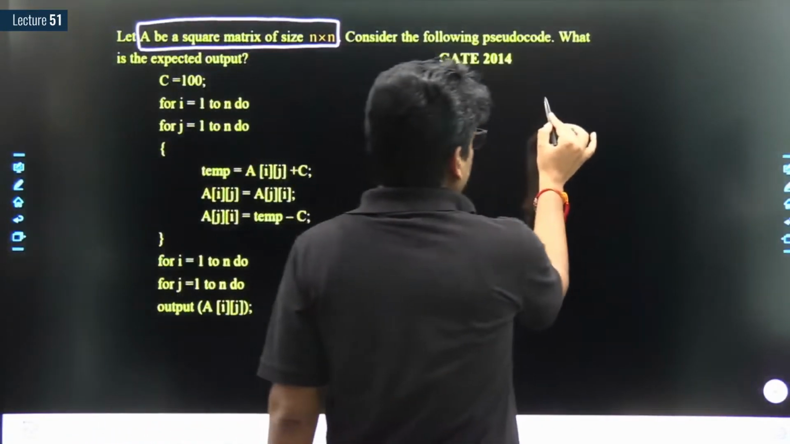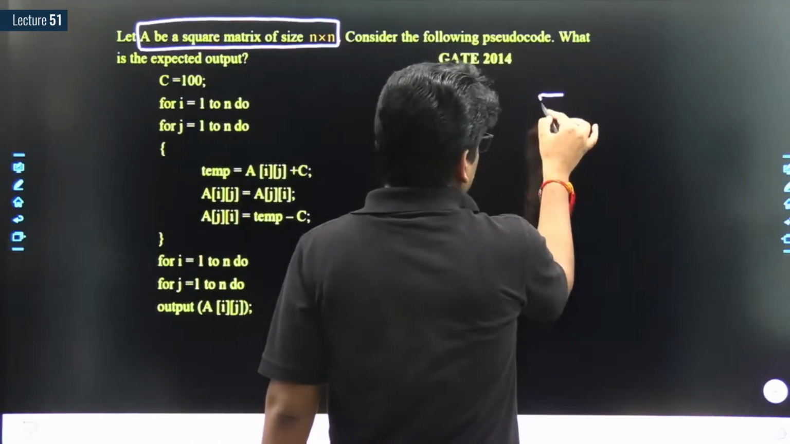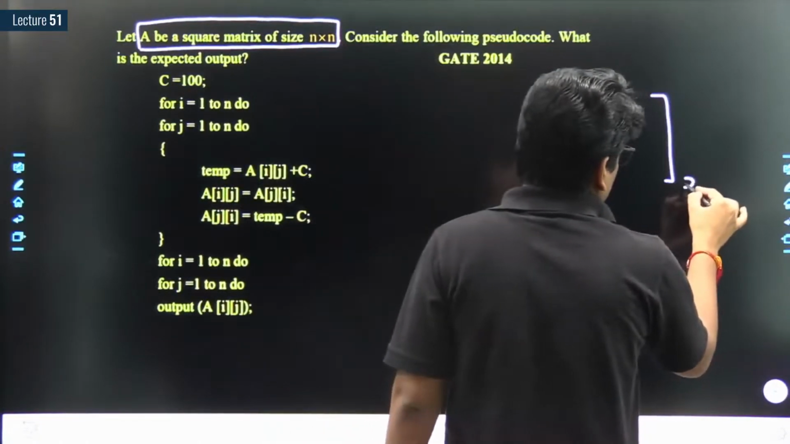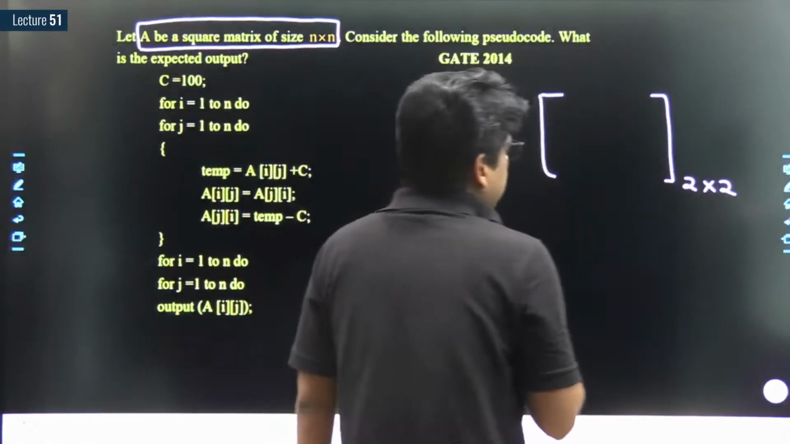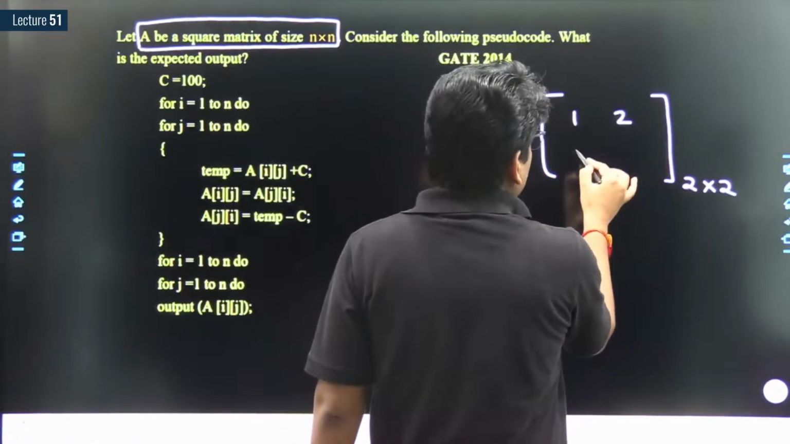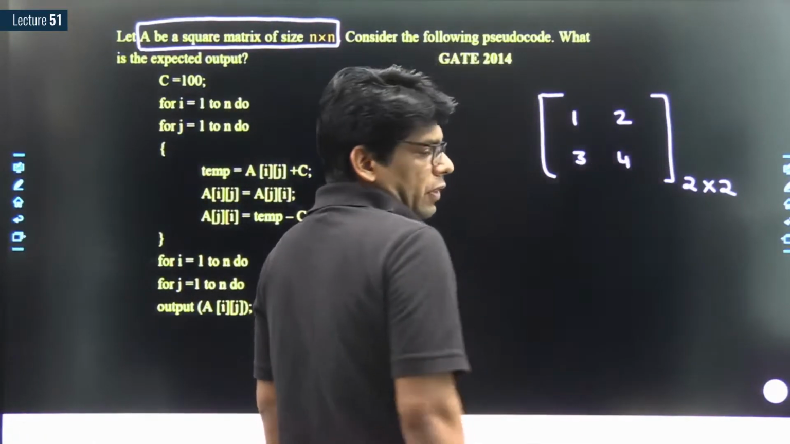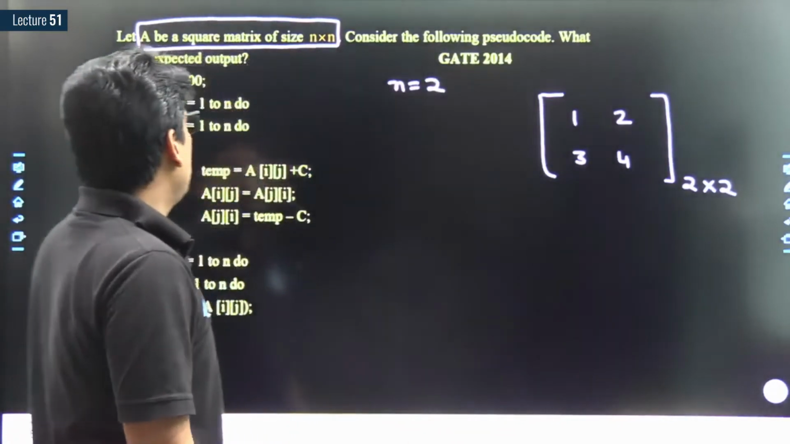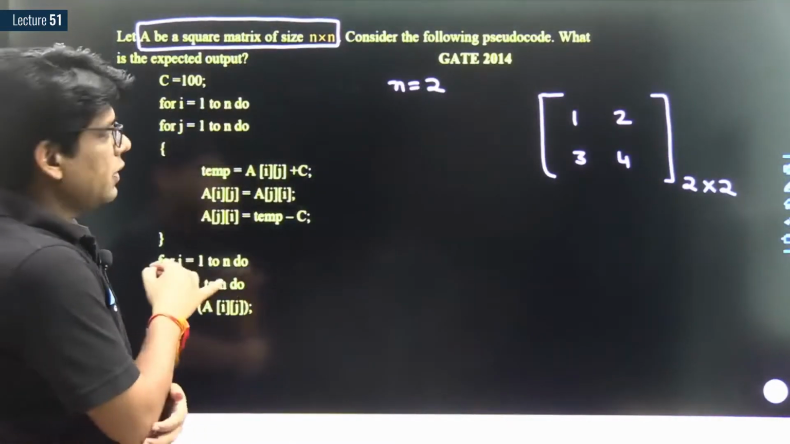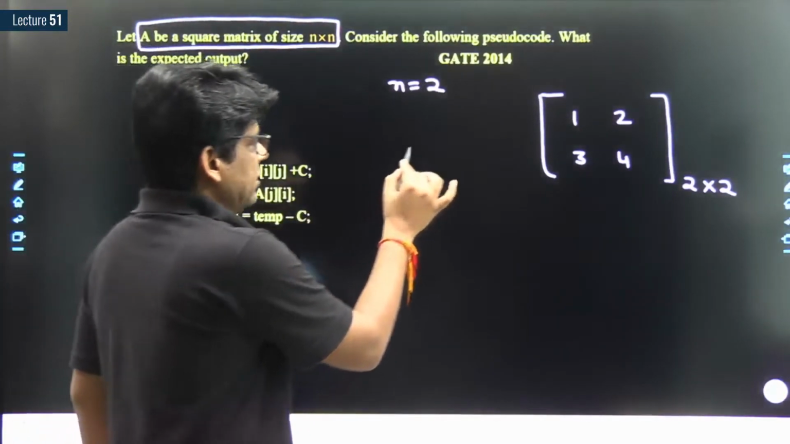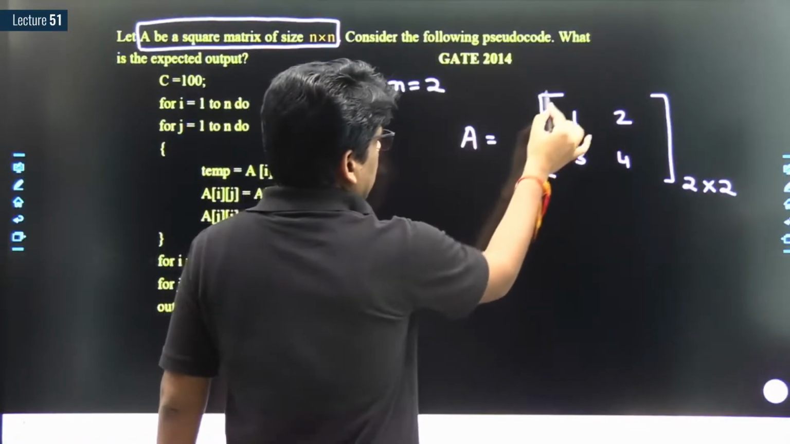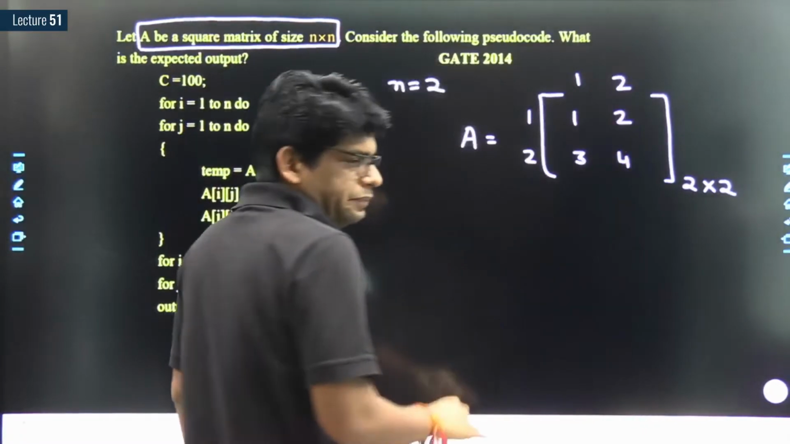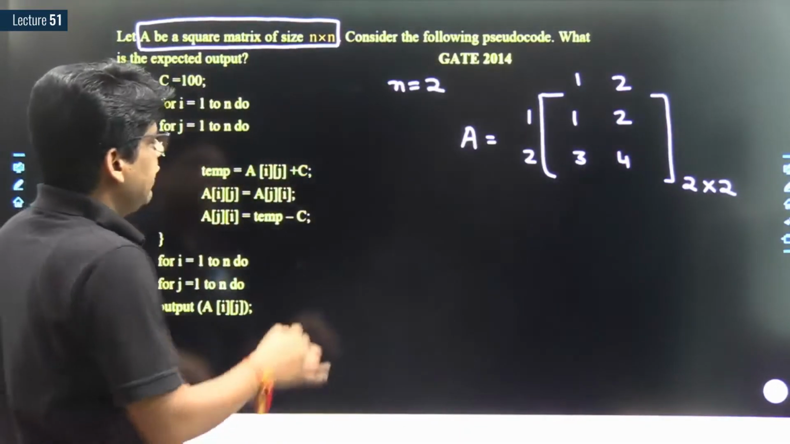For simplicity, take the smallest possible matrix. Take a few values 1, 2, 3, 4. So what is the value of n? The value of n is 2. Consider the following pseudocode. What is the expected output? See, this is the square matrix: first row, second row, first column, second column. The value of C is 100.